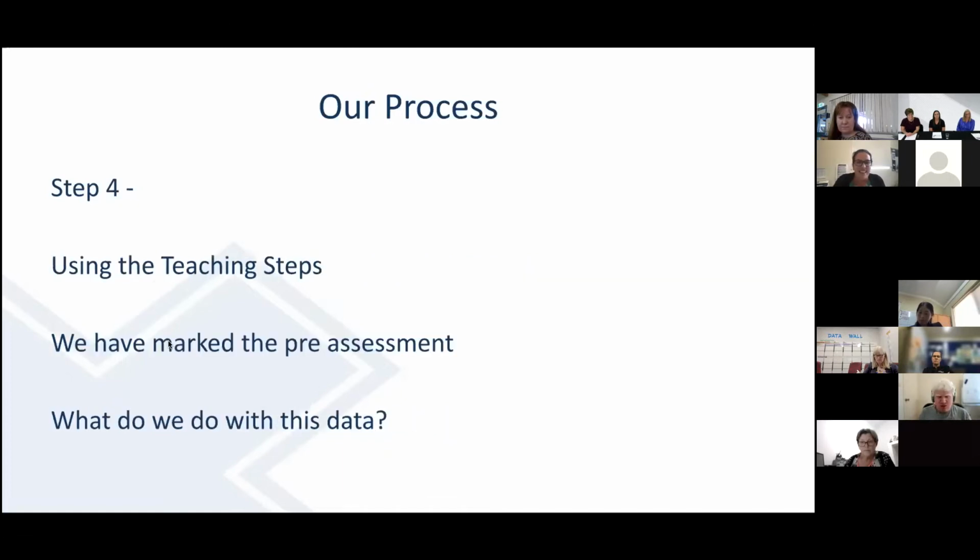Now, the next stage in the process, and again, please keep in mind that we're now 4 years into it, was actually using the teaching steps within our program. So again, we've marked the pre-assessment. What do we do with this data? We were really conscious that we didn't just want to have all of this rich information that just sat on the computer that we never looked at again.